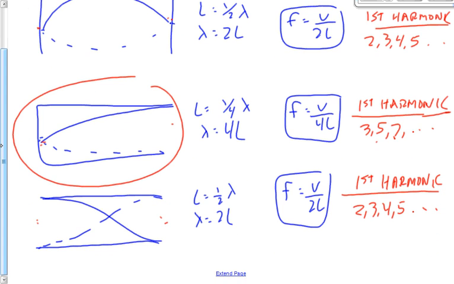Is that 1, 2, or 3 on the board? Closed air column is which one? It's the second one, right? Closed air column doesn't mean it's closed at both ends. Closed air column means it's closed at one end. It's like the water bottle, right? Closed at one end, open at the other end.